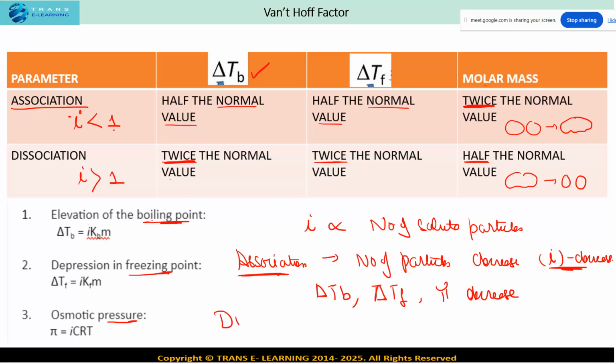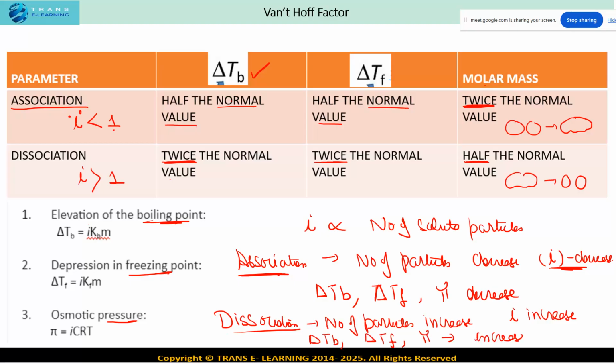But in the case of dissociation, the number of particles increases, so the Van't Hoff factor will increase. So the elevation in the boiling point, the depression in the freezing point, or the osmotic pressure are in direct relation, because we are putting the value of i, that is the Van't Hoff factor, in the formula. So the moment the Van't Hoff factor value increases, the elevation in boiling point, the depression in freezing point, or the osmotic pressure values will increase. In the association, it will decrease.